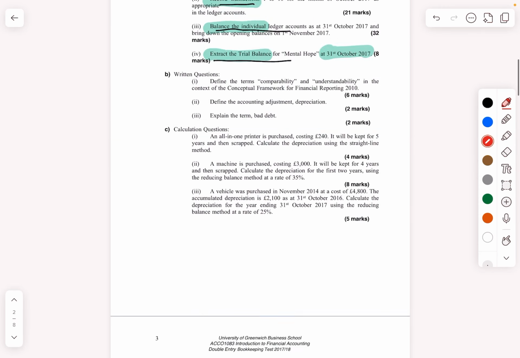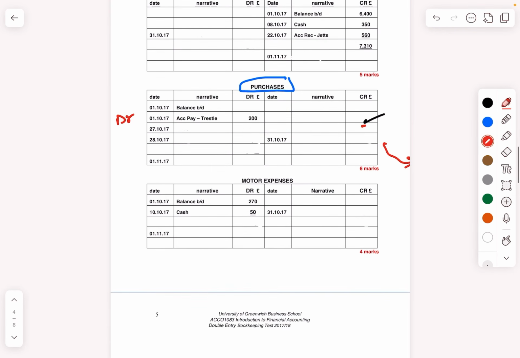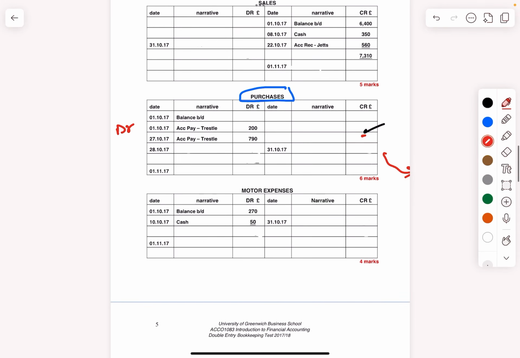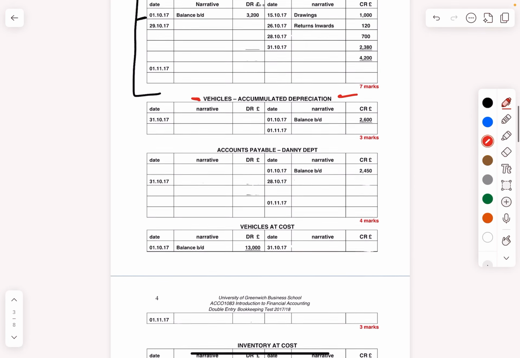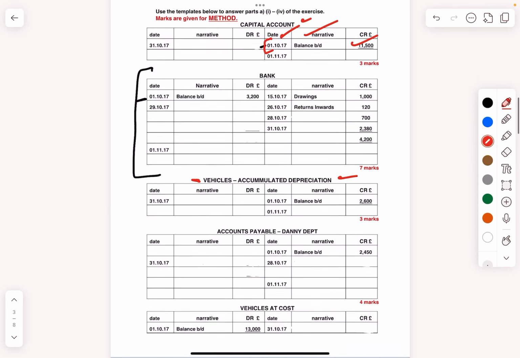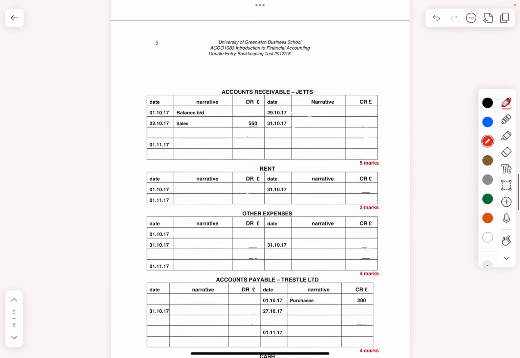So we go to the purchase account. This is the purchase account, and we're going to debit 790. Then here's the Treasures account, and we're going to credit it.